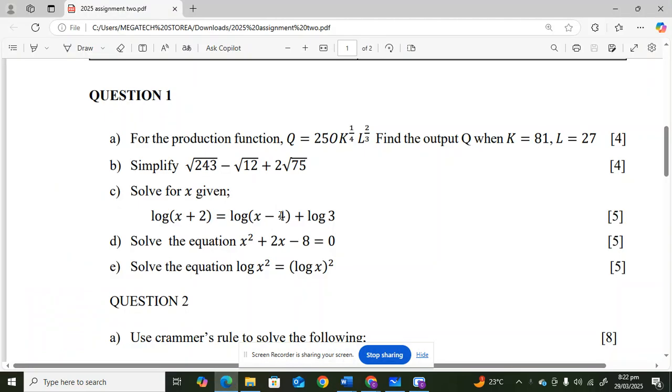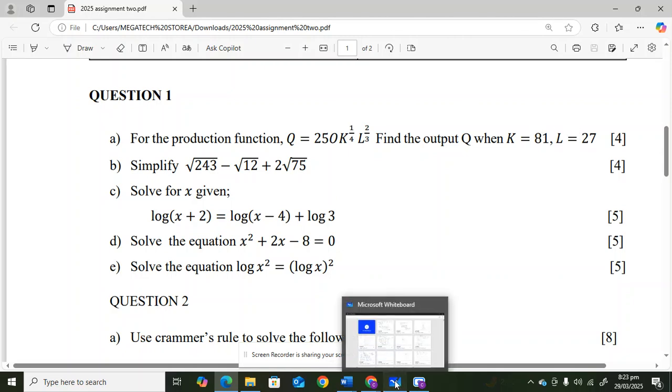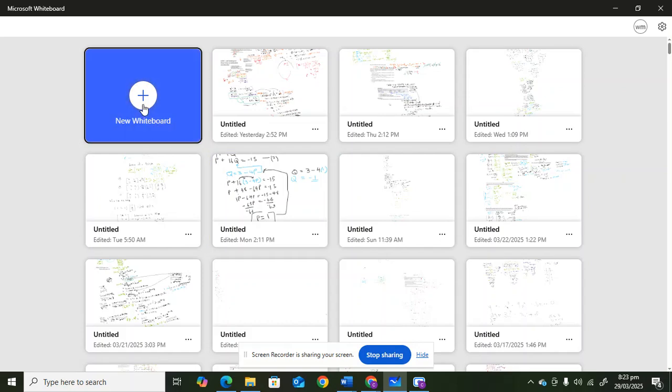K stands for capital, L stands for labor. So your productivity is dependent on your capital and your labor. We want to find the total output when we have 81 units of capital and 27 units of labor. So colleagues, for this one, it's not that difficult. It's just a matter of substitution.